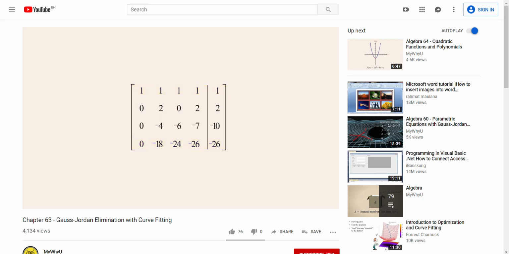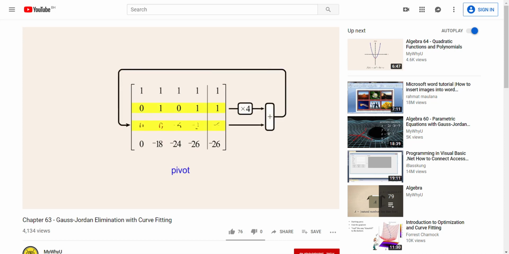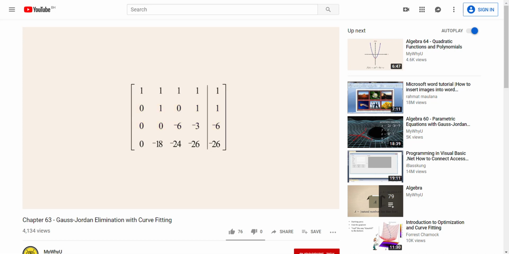We now move to the second column, changing row 2's leading entry to a 1, using a scale operation to multiply row 2 by 1/2. We then change the entry below that to a 0, using a pivot to add 4 times row 2 to row 3. The entry below that is then zeroed, using another pivot to add 18 times row 2 to row 4.